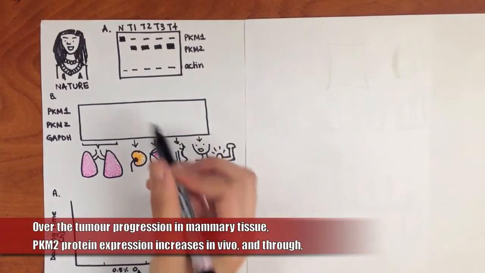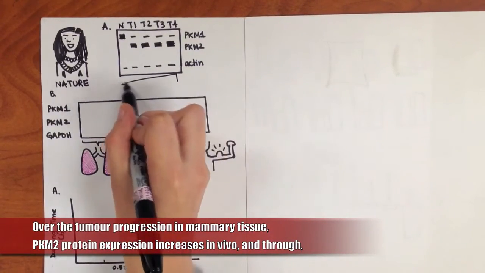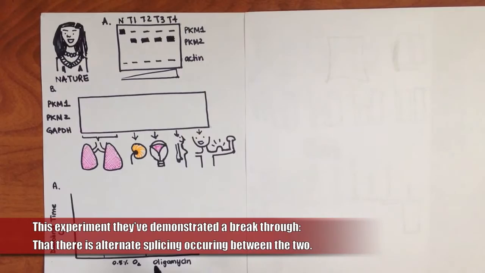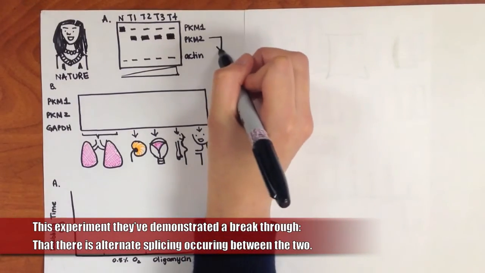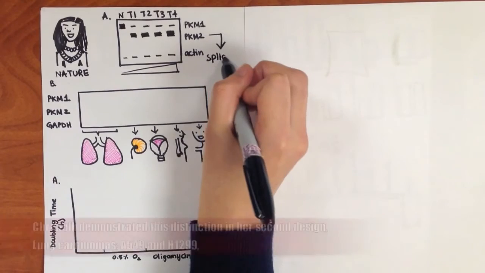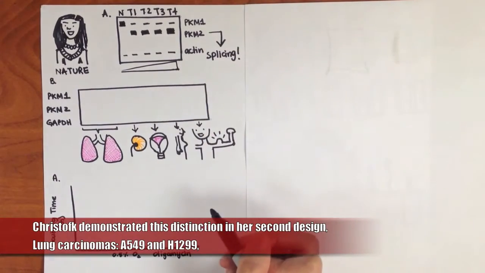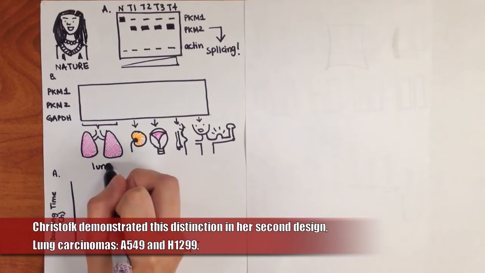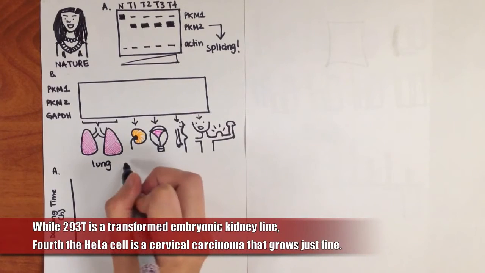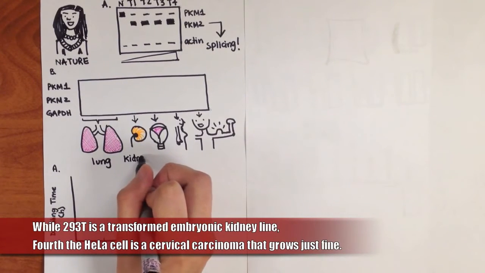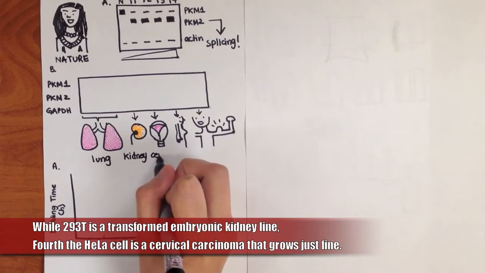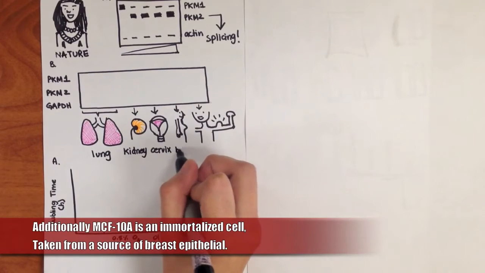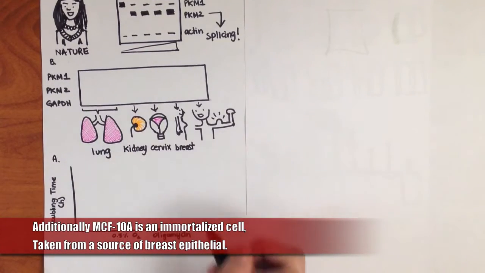Over the tumor progression in mammary tissue, PKM2 protein expression increases in vivo, and though in this experiment they've demonstrated a breakthrough, there is alternate splicing occurring between the two. Christofk demonstrated this distinction in her second design: lung carcinomas A549 and H1299, while 293T is a transformed embryonic kidney line. Fourth, the HeLa cell is a cervical carcinoma that grows just fine. Additionally, MCF10A is an immortalized cell taken from a source of breast epithelial.